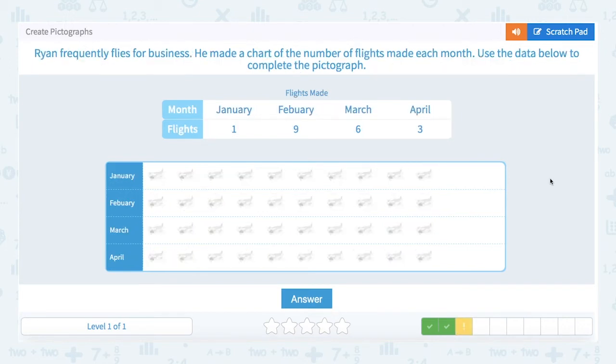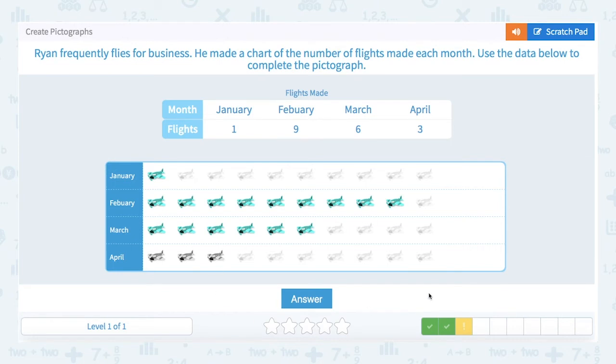Ryan frequently flies for business. He made a chart of the number of flights made each month. Use the data below to complete the pictograph. All right, so Ryan flew 1 time in January, 9 times in February, 1, 2, 3, 4, 5, 6, 7, 8, 9, 6 times in March, 1, 2, 3, 4, 5, 6, and then only 3 times in April, 1, 2, 3.